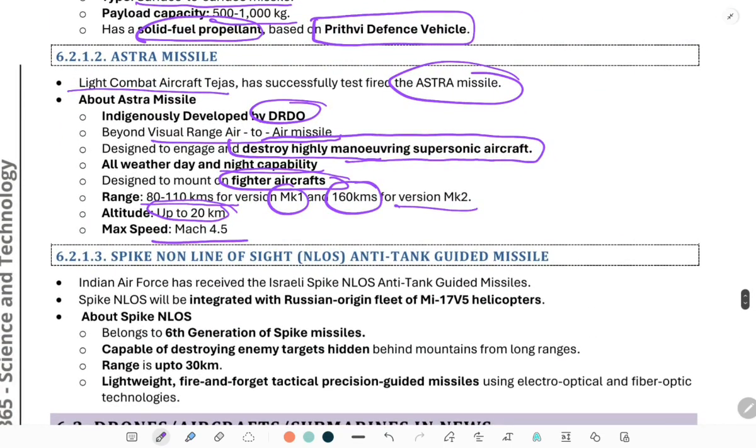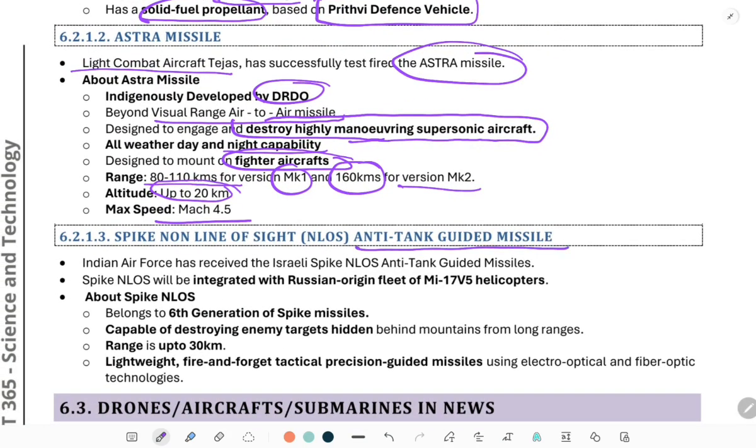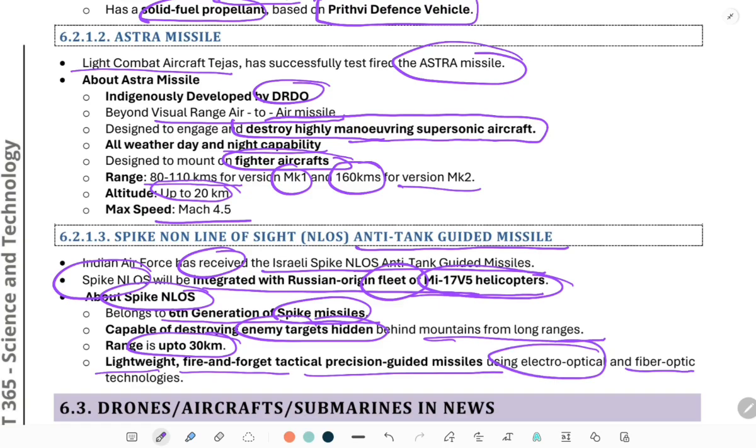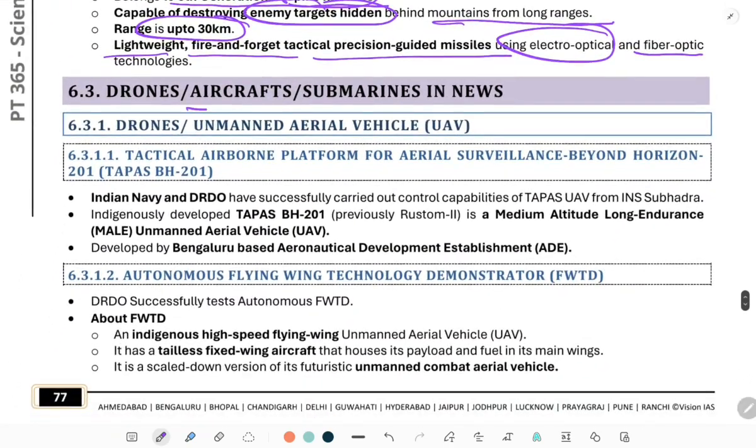Next, we'll see the Spike non-line-of-sight anti-tank guided missile. The Indian Air Force has received the Israeli Spike NLOS anti-tank guided missile. The Spike NLOS will be integrated with the Russian-origin fleet of Mi-17 V-5 helicopters. Spike NLOS belongs to the 6th generation of Spike missiles, and it is capable of destroying enemy targets hidden beyond the mountains from long ranges. Range is up to 30 km, and it is a lightweight, fire-and-forget tactical precision-guided missile using electro-optical and fiber optic technologies. Now we'll see drones, aircraft, and submarines which were in the news.